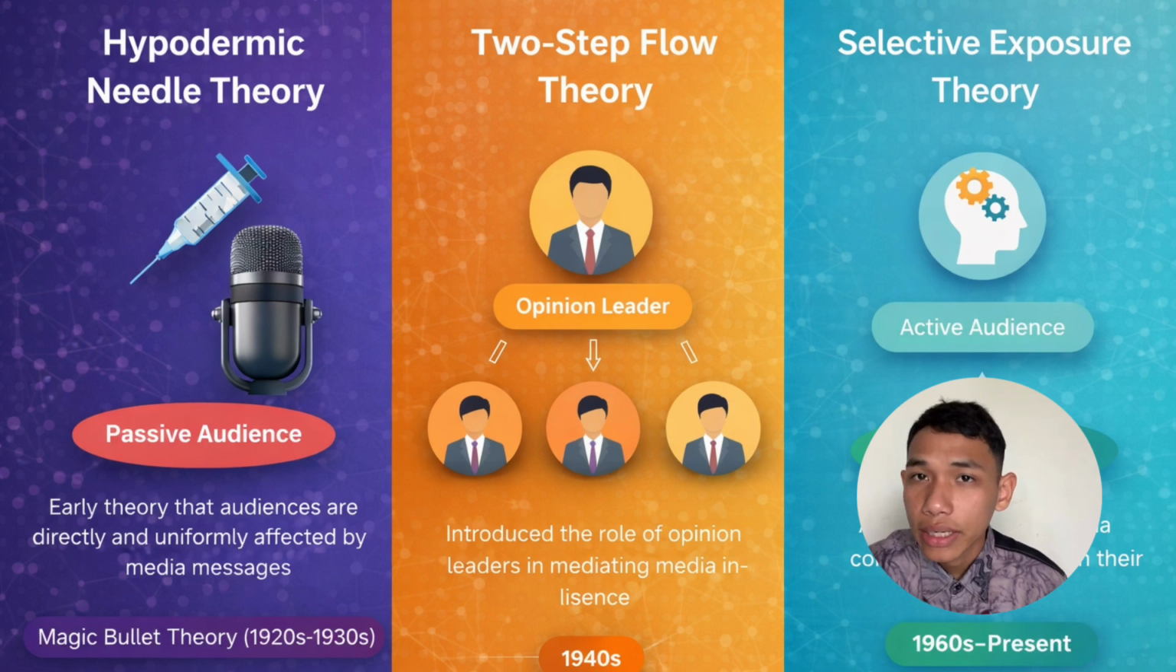Hypodermic needle theory. The hypodermic needle theory, also known as the magic bullet theory, emerged in the early 20th century, particularly during 1920 and 1930s. It was influenced by the rise of the mass media such as newspaper, radio and propaganda during wartime. This theory assumed that media messages are directly injected into the minds of audience, producing immediate and uniform effect. Audiences are seen as passive and easily influenced.